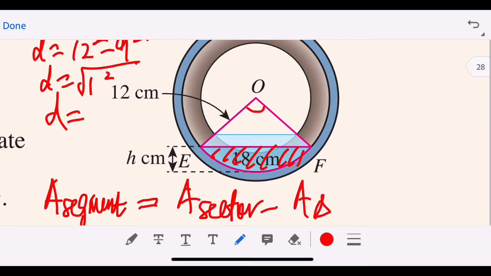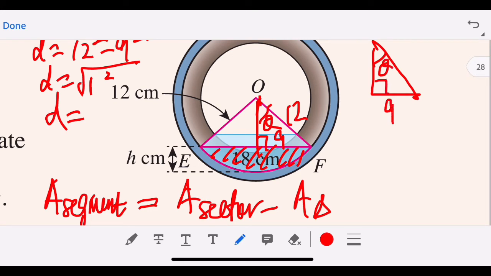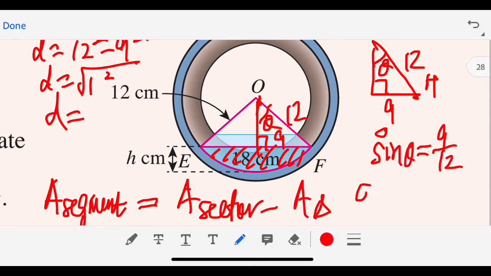So we need the angle here. Just now we have the 9 here, we have 12. So you can find half of this. You can use cosine rule. But if I want to work out using trigo, this is 12, this is 9, this is theta. You have the triangle like this. This is opposite, this is hypotenuse. Sine theta equal to 9 over 12. So if you press your calculator, you will get the answer.